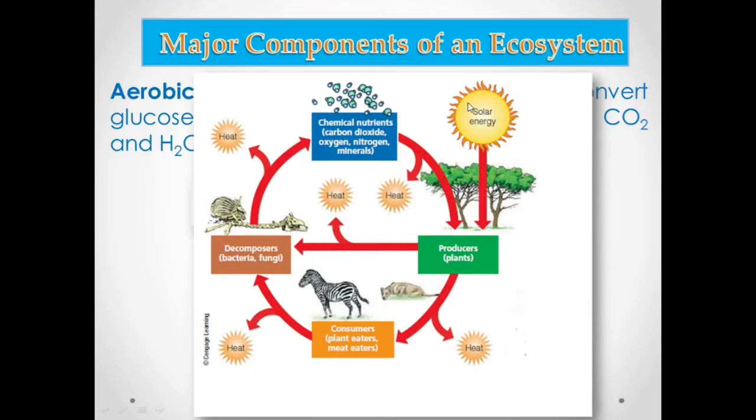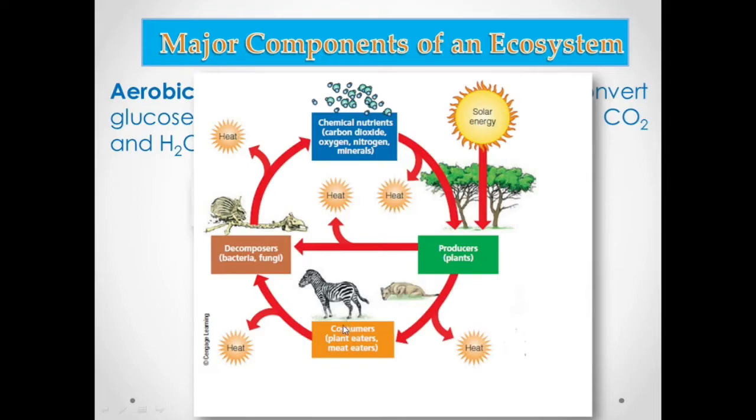Remember that solar energy will be absorbed by the plants, and carbon dioxide coming from the consumers will also be absorbed by the plants to produce glucose. This glucose is used up by the primary consumers and the other consumers, secondary or tertiary consumers, which need it for energy.